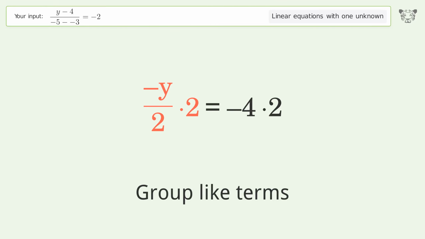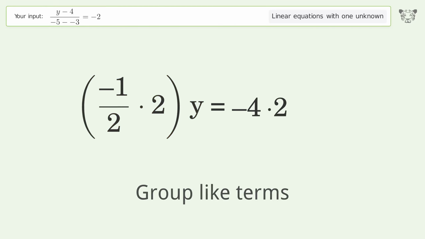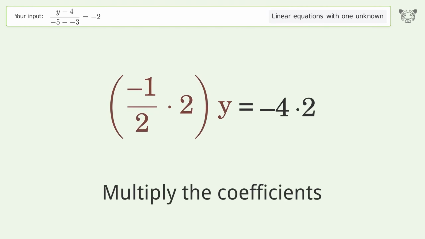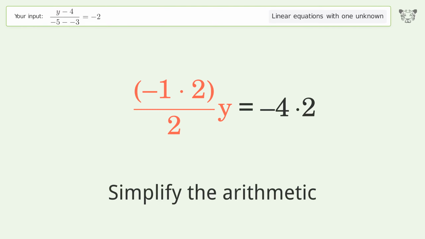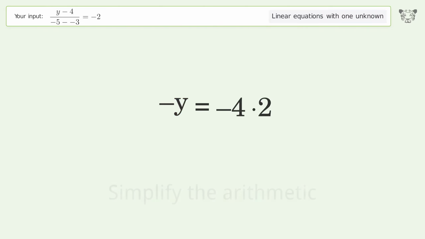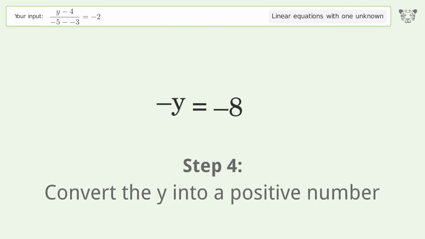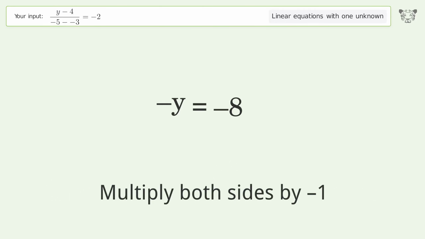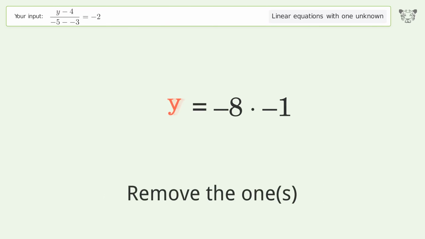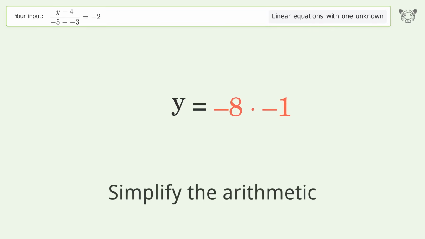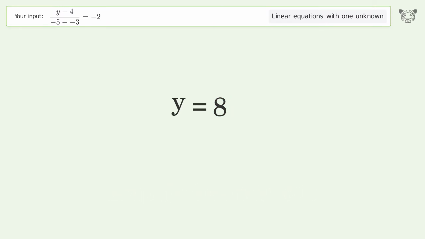Group like terms. Multiply the coefficients. Simplify the arithmetic. Convert the y into a positive number. Multiply both sides by -1. Remove the ones. Simplify the arithmetic. And so the final result is y equals 8.